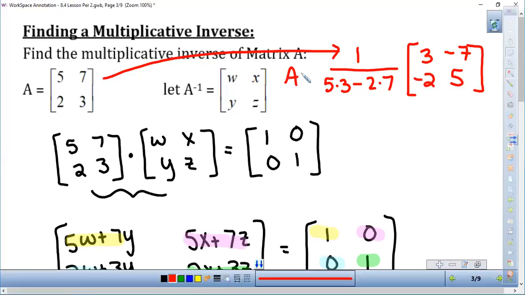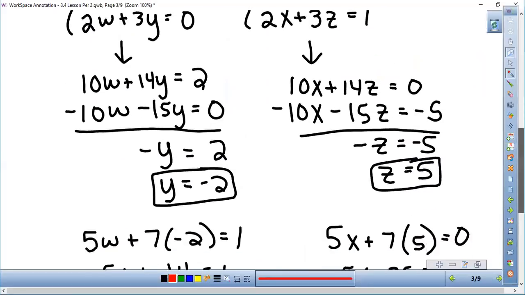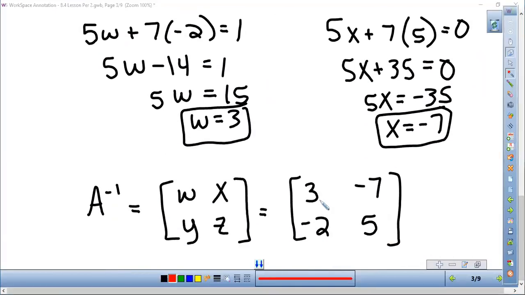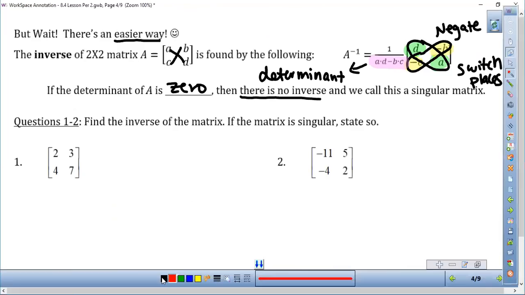So let's see what happens when we simplify this down. Looking at the fraction part in front, we have 1 over 15 minus 14. That worked out really well, because 15 minus 14 is 1. 1 over 1 is just equal to 1. They won't always work out this nicely, but this one did. And so 1 times anything will just remain the same. So it's saying that the inverse is 3, -7, -2, 5. Let's compare that with the inverse that we got down here. Look, it's the same: 3, -7, -2, 5. So I want to convince you that that process works.